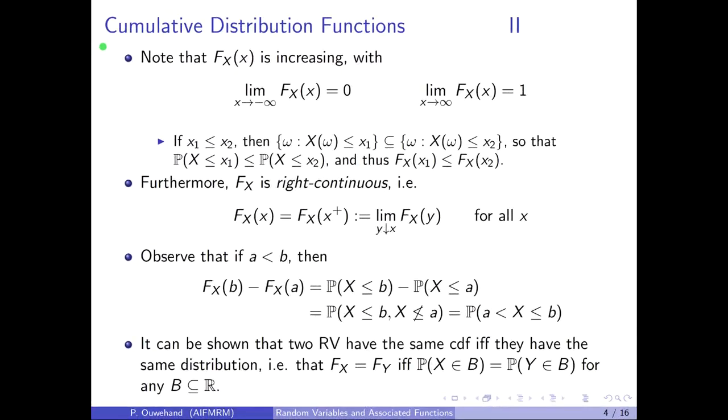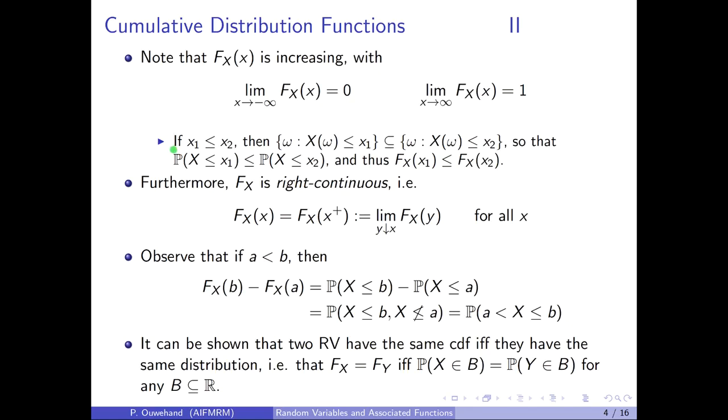Let's now consider some basic properties of cumulative distribution functions. We've already noted that the CDF of a random variable capital X is an increasing function, and that it approaches 0 as x goes to minus infinity, and that it approaches 1 as x goes to infinity. Recall that the values of the CDF are just probabilities, and therefore that they must lie between 0 and 1.